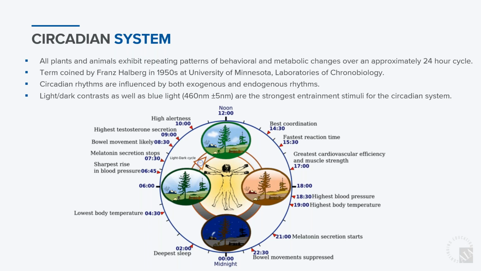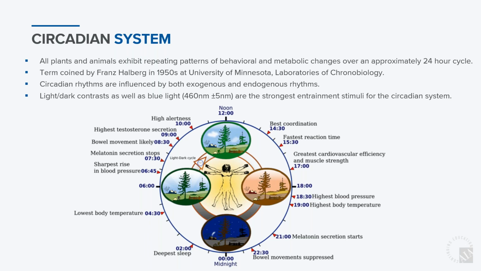This is a little chart, pretty interesting to see how the circadian system regulates different things in our body. All plants and animals exhibit repeating patterns of behavioral and metabolic changes over an approximately 24-hour cycle. This term was coined by Franz Halberg in the 1950s at the University of Minnesota, Laboratories of Chronobiology. Circadian rhythms are influenced by both exogenous and endogenous rhythms. Light-dark contrasts, as well as blue light, are the strongest entrainment stimuli for the circadian system.